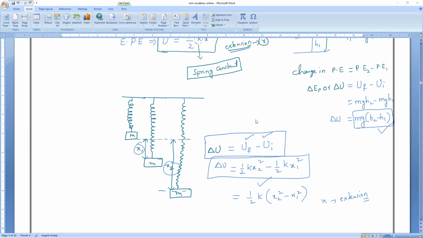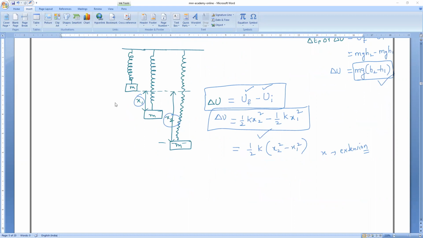So potential energy is due to what, guys? Two things we studied. The potential energy possessed by the body is due to its position or its state. The energy possessed by the body due to position or state is what we call potential energy. This potential energy is of two types: gravitational potential energy, and the second one is what? Elastic potential energy.